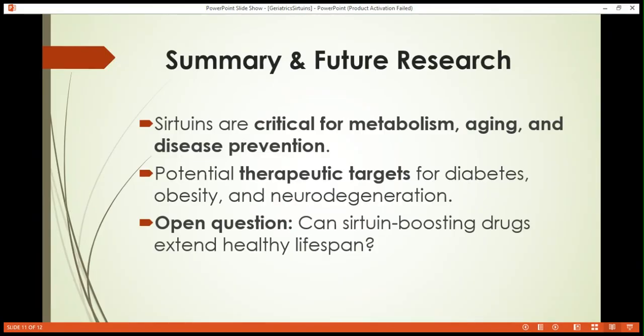So the open question to all of us is: can Sirtuin boosting drugs extend a healthy lifespan? What this question is asking is that if scientists were to bring up Sirtuin boosting drugs, can these drugs help to extend a healthy lifespan?